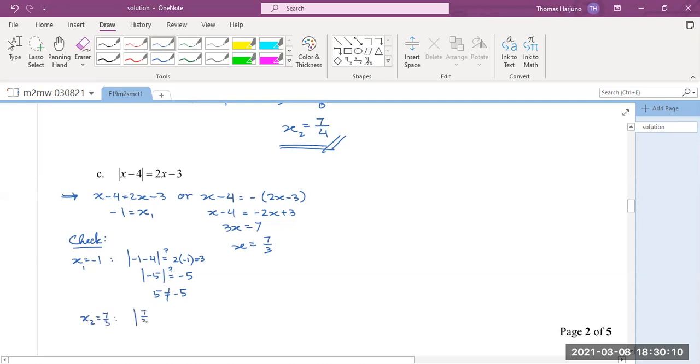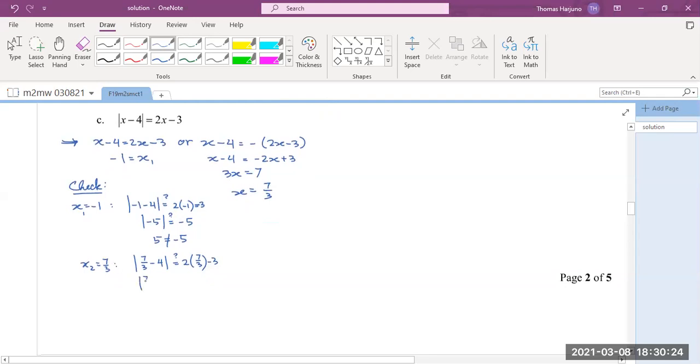With x2, absolute of 7 over 3 minus 4, is it equal to 2 times 7 over 3 minus 3? This is absolute of 7/3 minus 12/3. Is it equal to 14 over 3 minus 9 over 3? This is absolute of negative 5/3. Is it equal to 5/3? Yes, they are equal. So the solution is x equals 7/3.